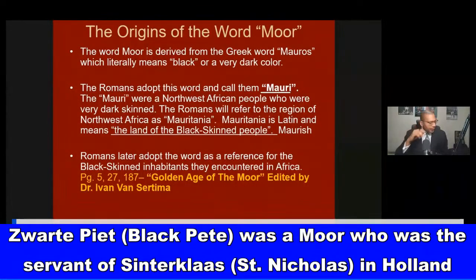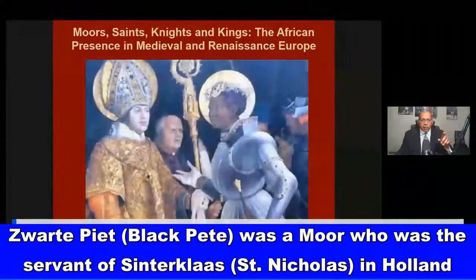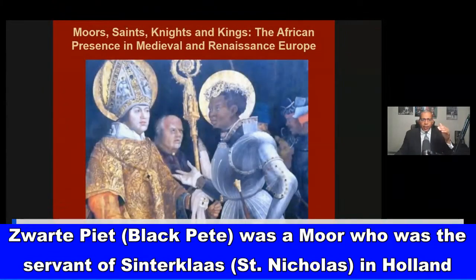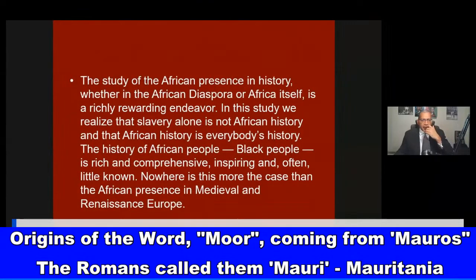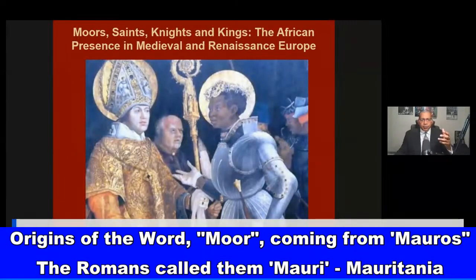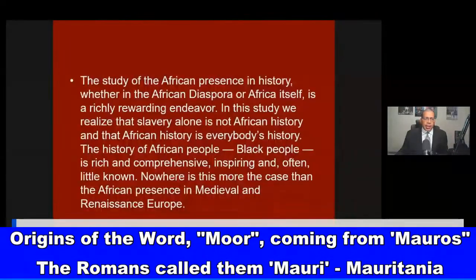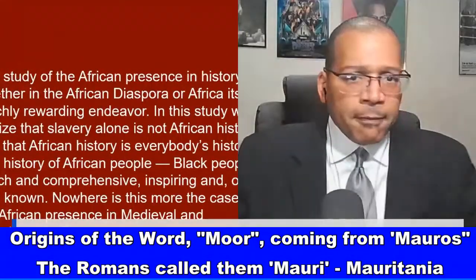Golden Age of the Moor, edited by Dr. Ivan Van Sertima, is another book that we use in the class. And if you look at pages 527 and 187, you'll see references for that information. Okay, so we go through and we look at some of the history of the Moors also. Runoko Rashidi had a really good article for AtlantaBlackStar.com called Moors, Saints, Knights, and Kings: the African Presence in Medieval and Renaissance Europe. We use 2 of Runoko's books in the class.